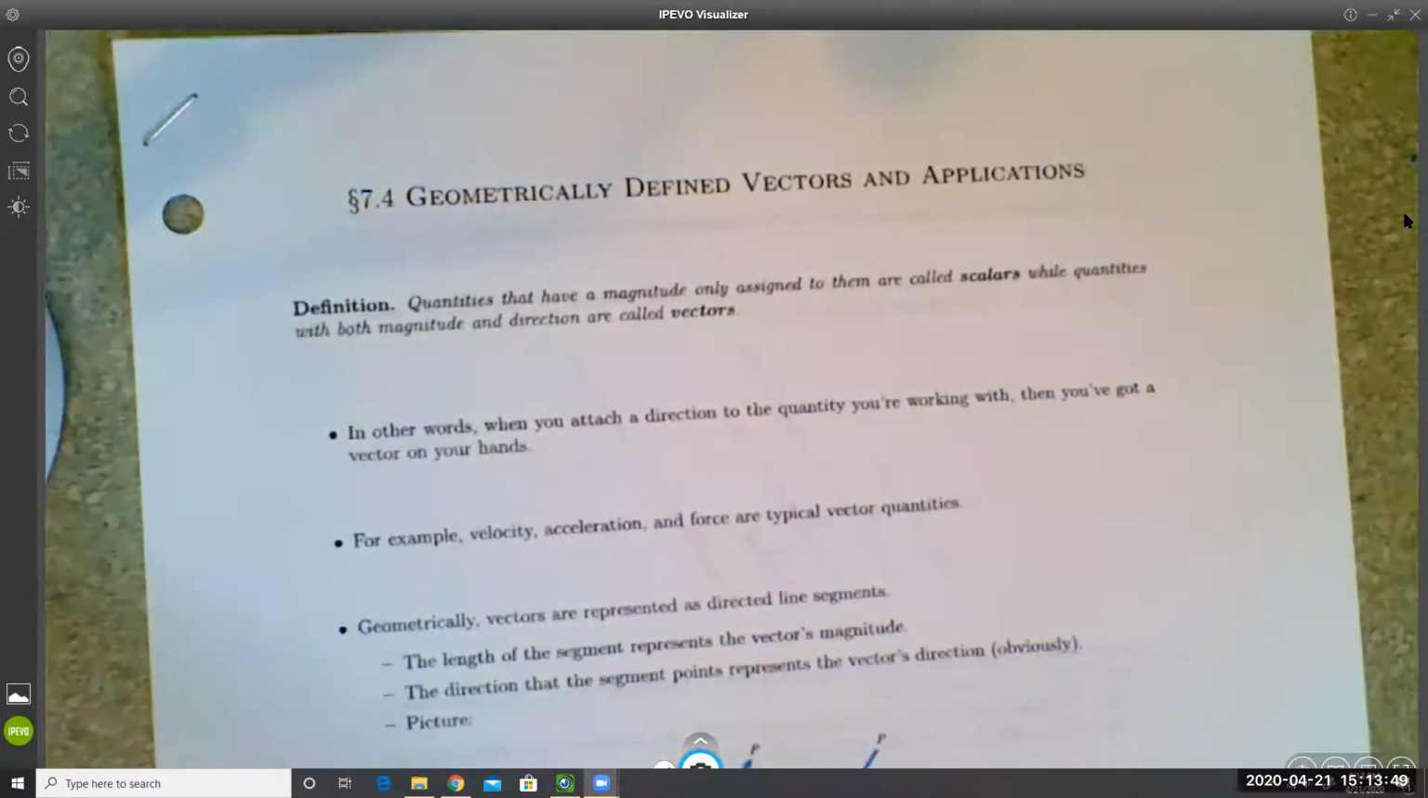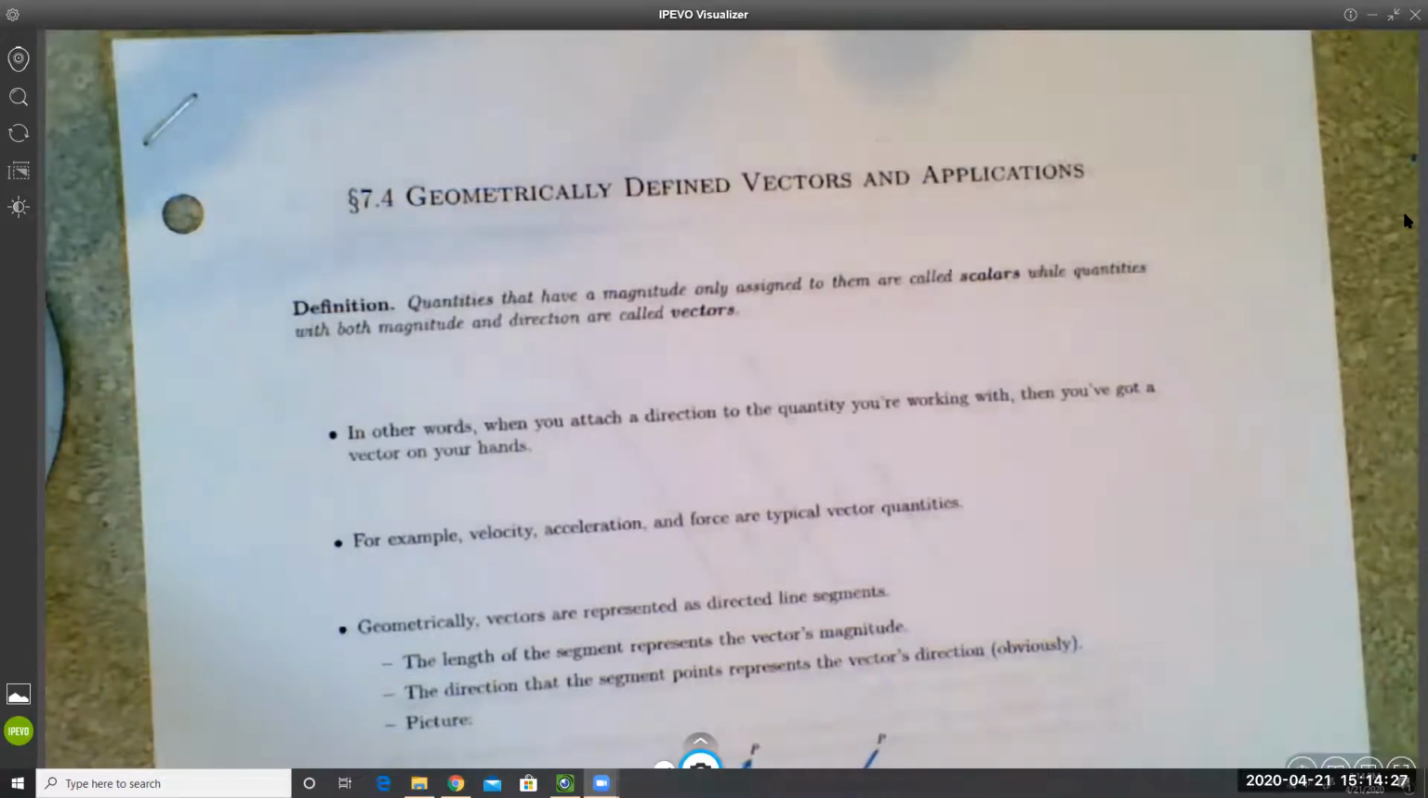There are lots of physics types of application problems in this section, and I'll be honest with you, I'm not going to assign those problems because I think the appropriate place to talk about those kinds of problems is in a physics class. But we will talk about a couple application problems just so that you get the idea behind what vectors are and why we're interested in looking at them. In this section, we're just going to talk about vectors geometrically, and then in 7.5, we'll talk about vectors from a more algebraic perspective.